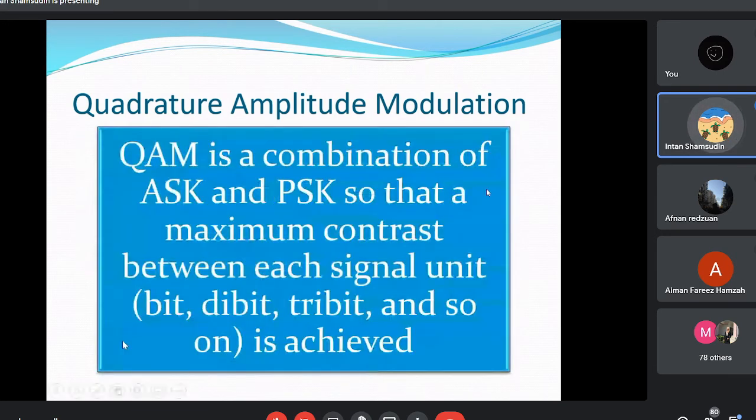Tengok dia punya figure macam mana, okay. QAM is combination of ASK and PSK so that a maximum contrast between each signal unit, bit, dibit, tribit and so on is achieved.